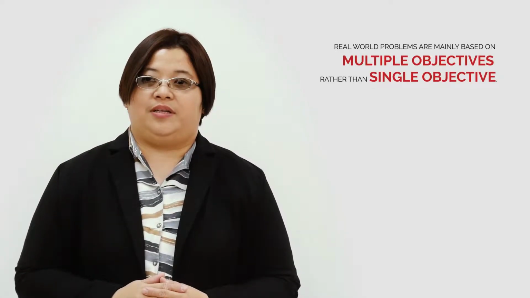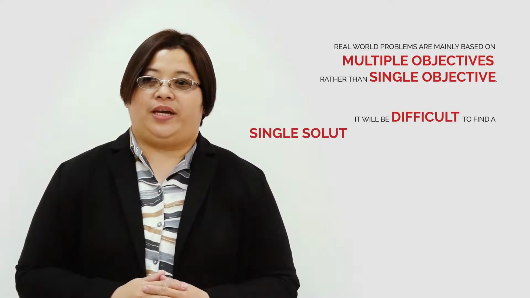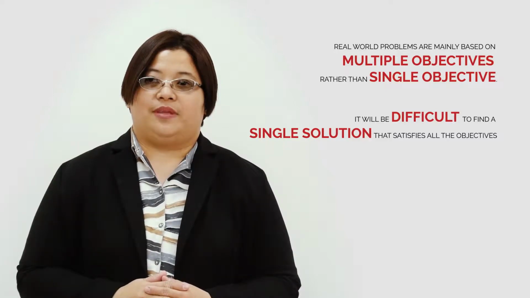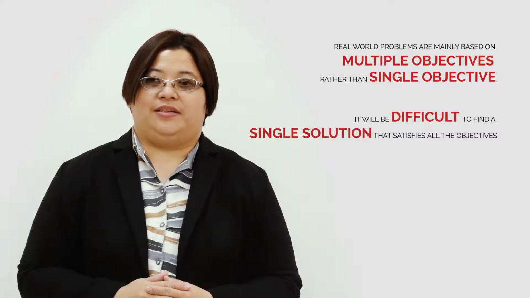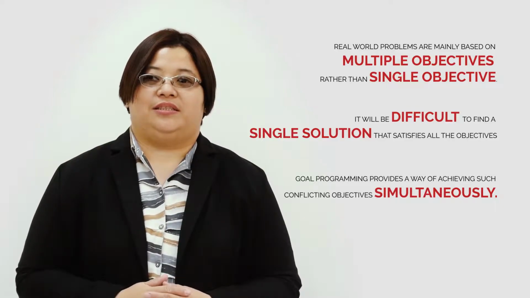Real-world problems are mainly based on multiple objectives rather than a single objective. As such, it will be difficult to find a single solution that satisfies all the objectives, some of which may be conflicting with each other. Goal programming provides a way of achieving such conflicting objectives simultaneously.